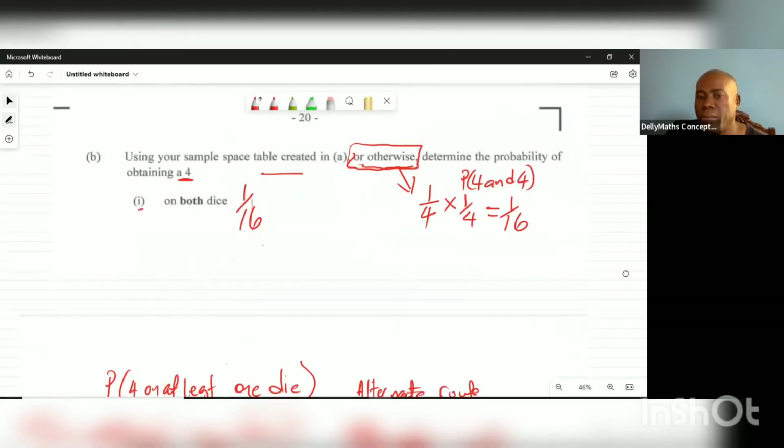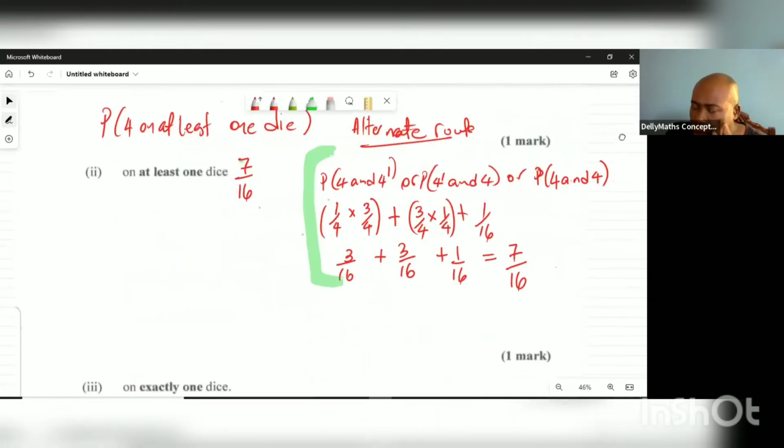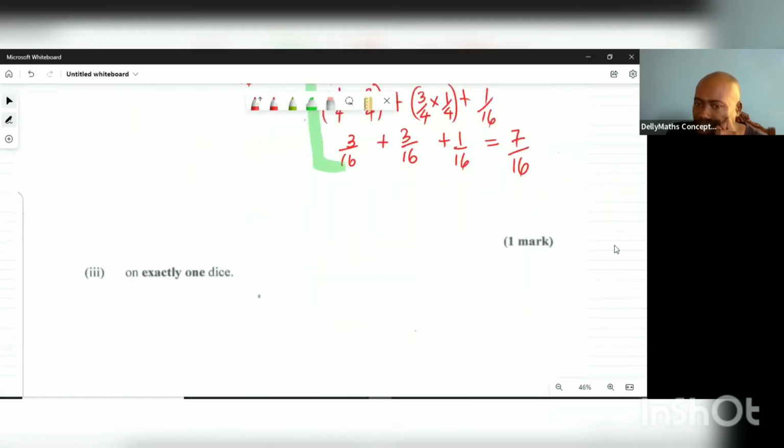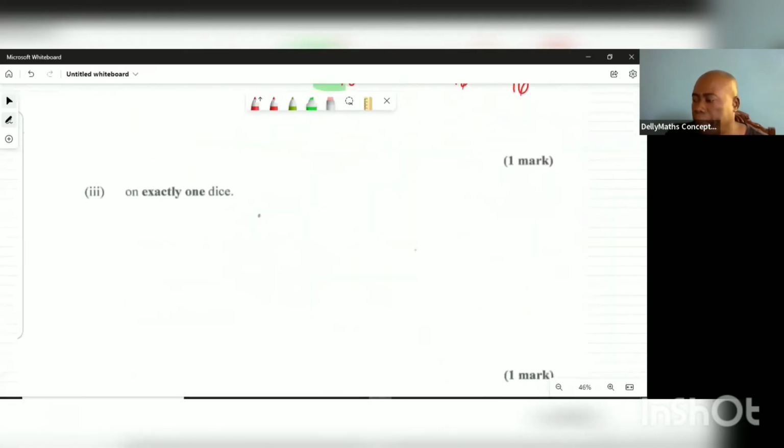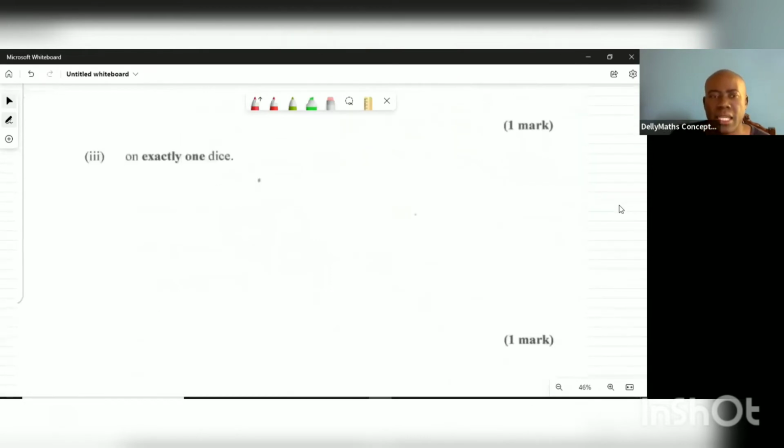So that's the probability of getting at least 1. No, not at least. Exactly. Just exactly 1. All right. Exactly 1. So let us see exactly 1. We just look at the sample space and see we get 6 out of the 16.